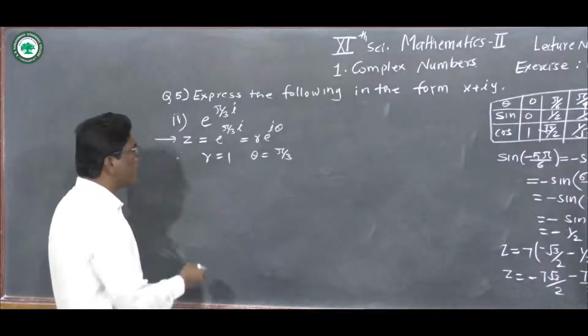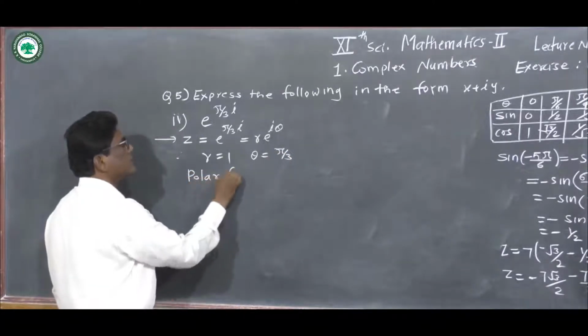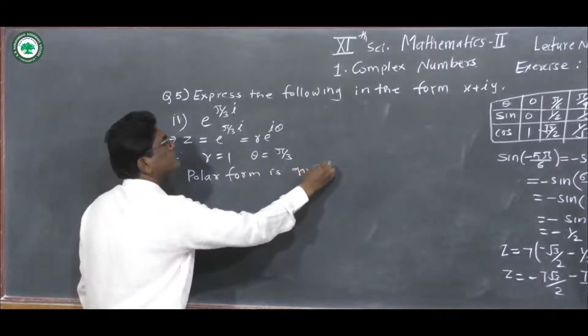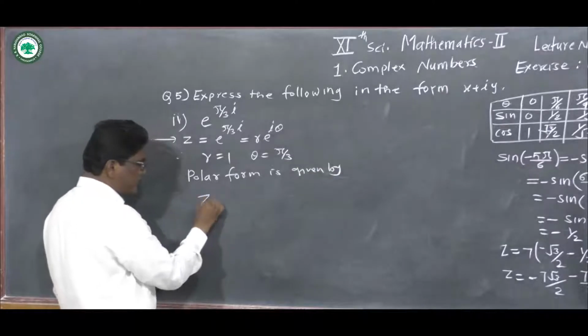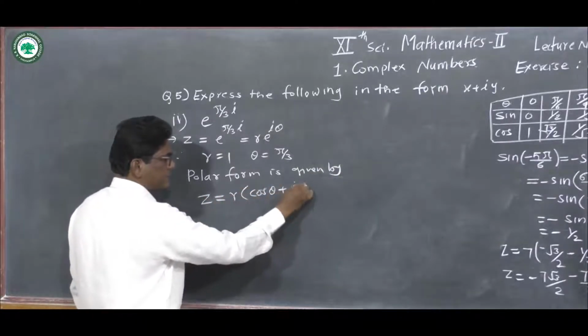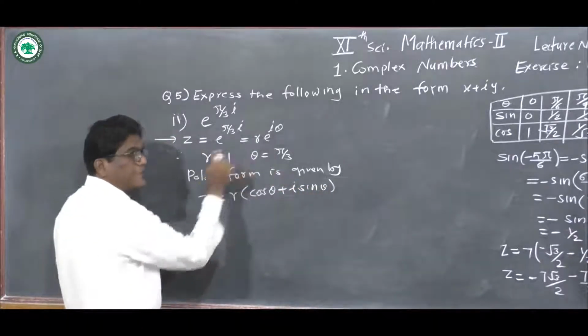So the polar form of z is given by z is equal to r in the bracket cos theta plus i sin theta. This is the polar form. Now we put the value of r and theta.